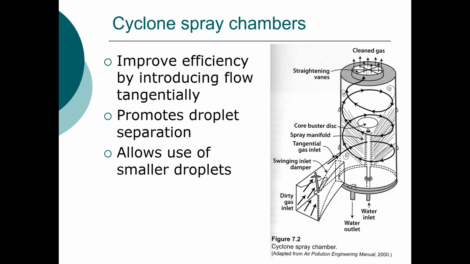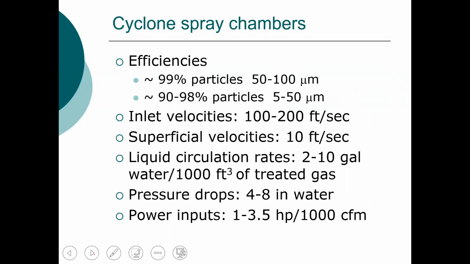And this actually promotes very good droplet separation, good mass transfer, so good efficiency. And it's relatively easy to manufacture because it's basically a cyclone separator with banks of nozzles in a ring inside a conventional cyclone. Typical efficiencies are greater than 90%, 99% for fairly large particles.